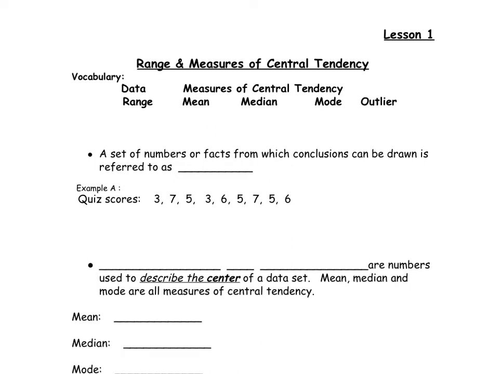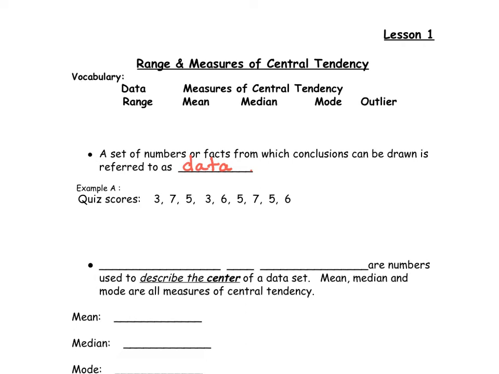So let's get started. First, let's look at the vocabulary that we're going to deal with in this lesson: data, measures of central tendency, range, mean, median, mode, and outlier. So our first bullet of information says a set of numbers or facts from which conclusions can be drawn is referred to as data. So we're going to use our first vocabulary word, data. Some people pronounce it data, and if you prefer to write it that way, that's okay.